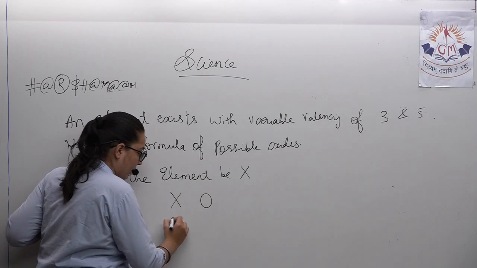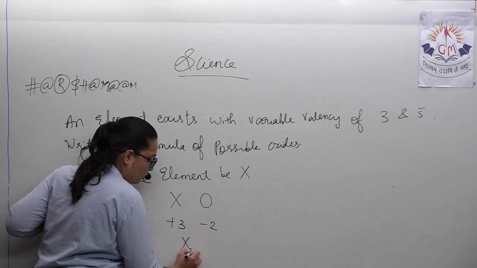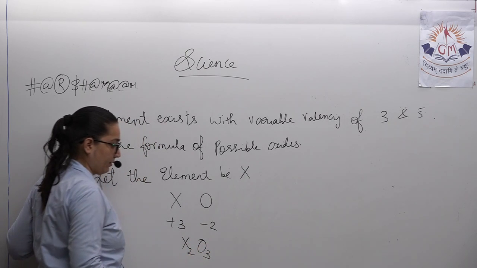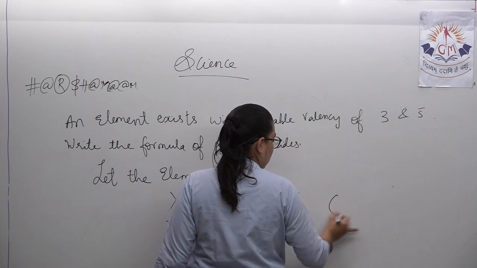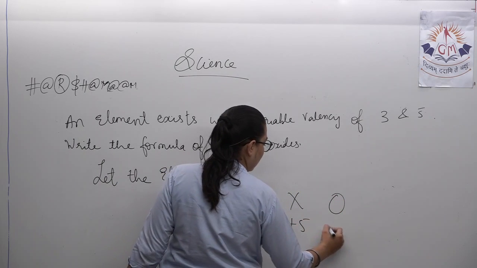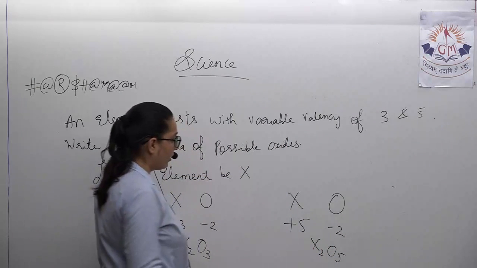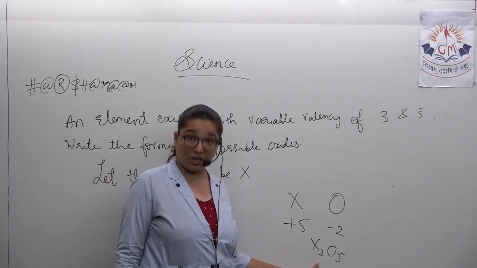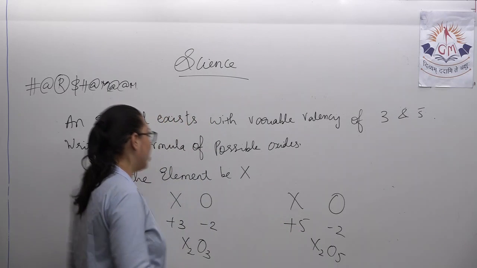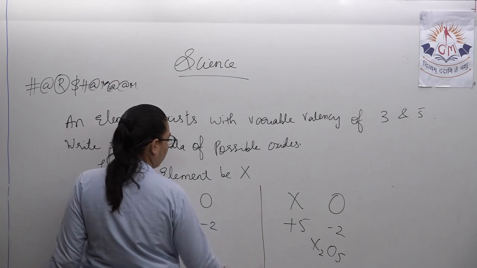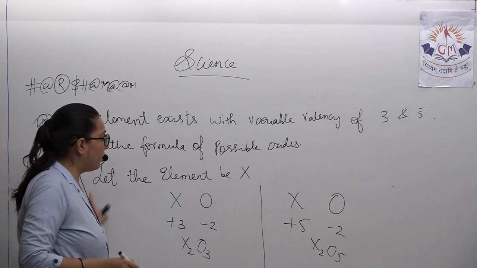XO, valencies plus 3 and minus 2. It will be X2O3. Right. XO, valencies plus 5 and minus 2. X2O5. You might be thinking this is existing. Yes, this type of elements are existing. So that's about the question that we did. Note it down.